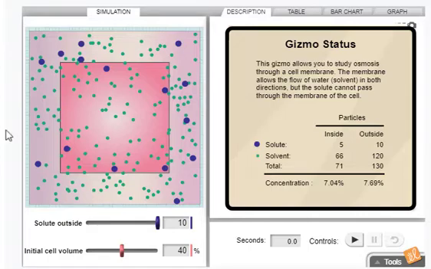C asks me to find how many solvent. Remember, that's the green dots. Do not count them. It's right here on the table on the right-hand side. How many solvent particles are found inside the cell? And how many are found outside the cell?